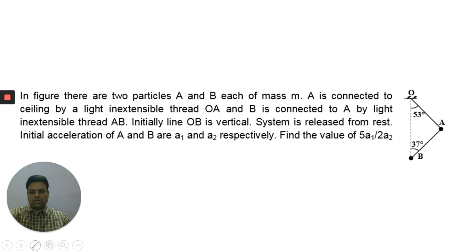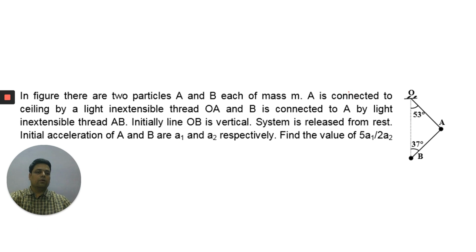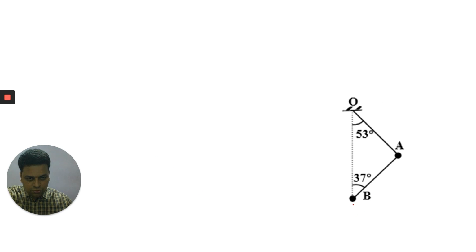So we are told that the threads are inextensible, and let us imagine if we release the system like this, how would they move? Definitely B is going to fall downward. A tends to fall downward, but the string OA, which is fixed at O, doesn't let it. So from the beginning itself, A is constrained. B will be falling downward under the influence of gravity because no tension forces act, though the strings don't appear slack. B will fall downward with an acceleration g. So for B, the initial acceleration a2 is g.